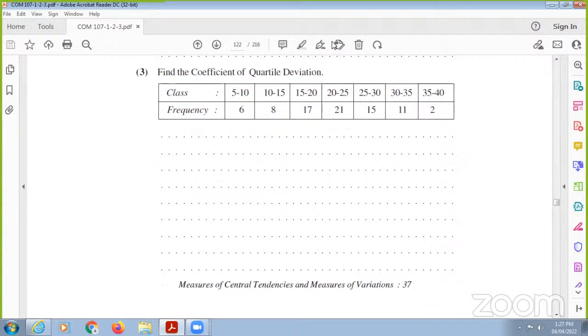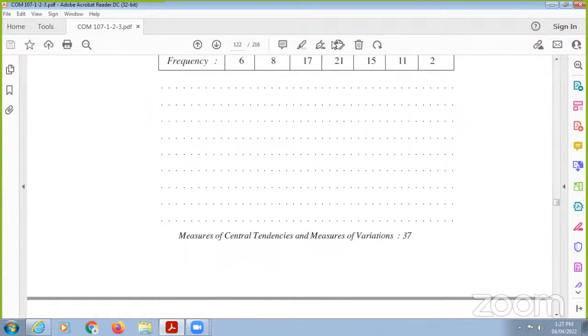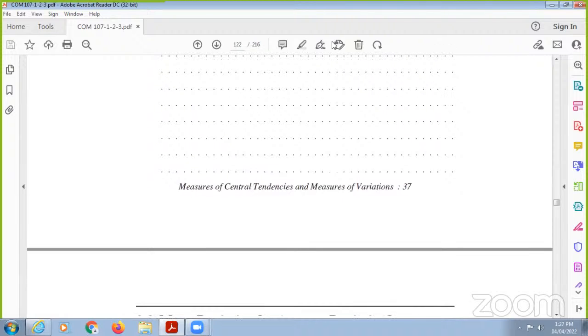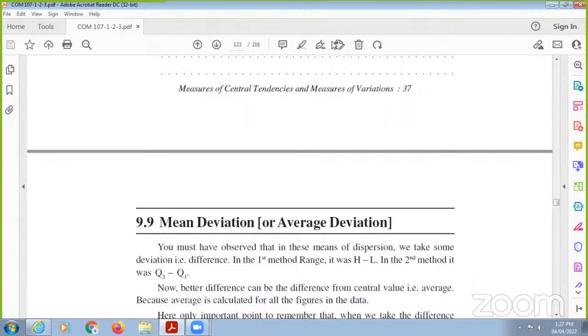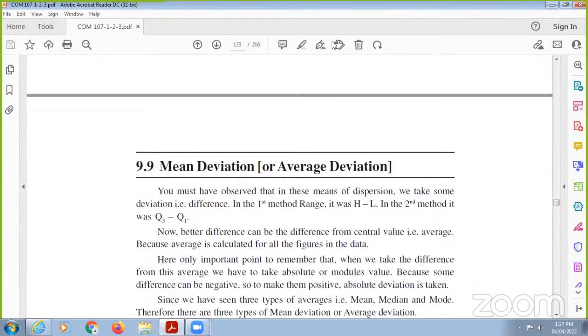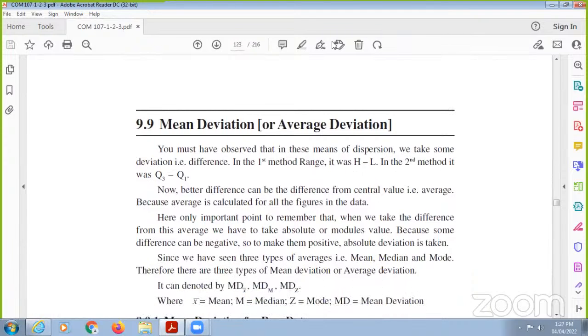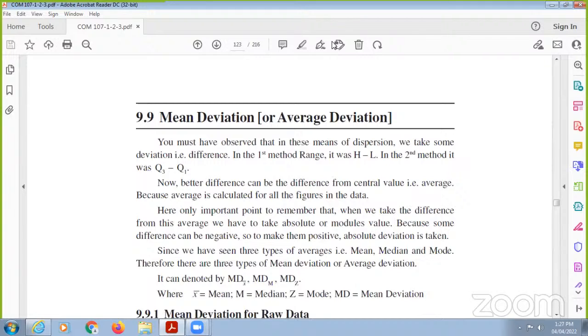You must have observed that for measures of dispersion, we take some of the deviation or difference: first method range, then higher, and then calculate. Now mean deviation from raw data is given here. The better difference can be the difference from the central value, that is average, because average is calculated from all the data. The only important point to remember is that when we take difference from this average, we have to take absolute or modulus values, because some differences can be negative, so to make them positive, absolute deviation is taken.